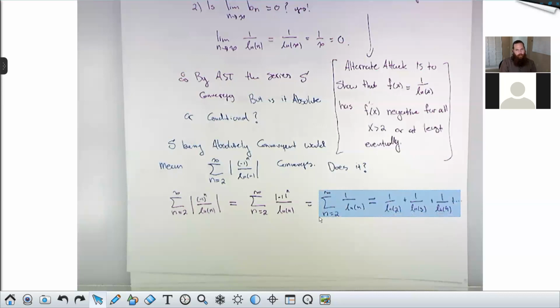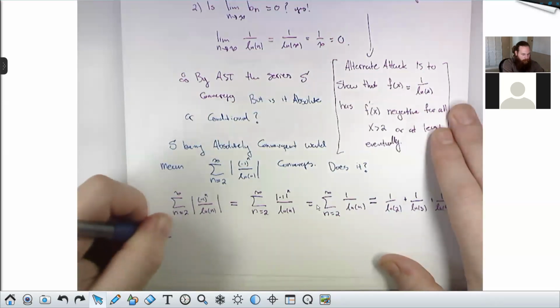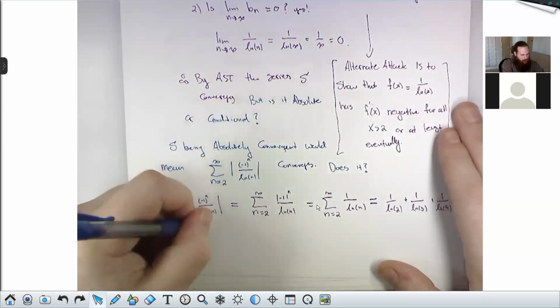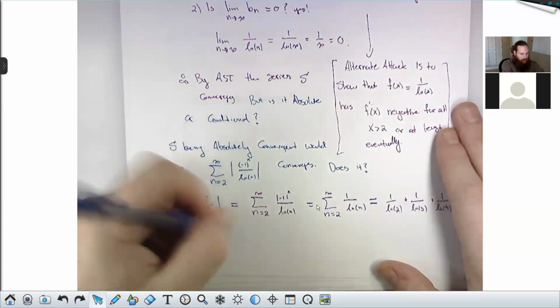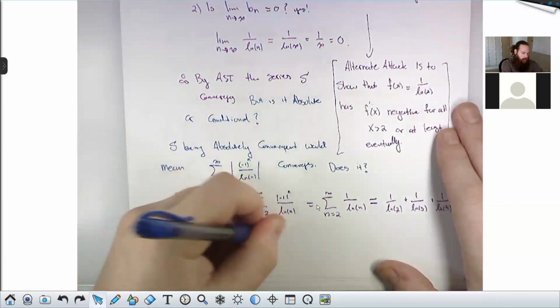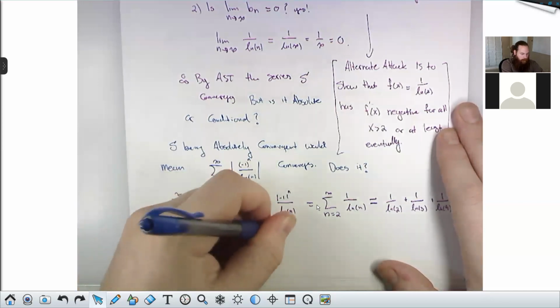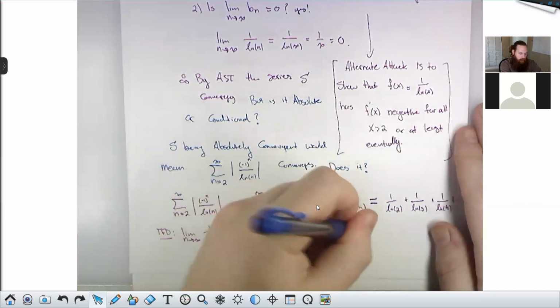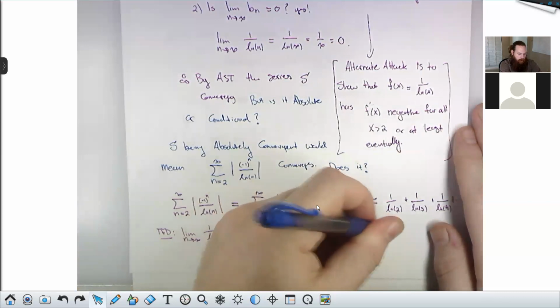TFD is inconclusive here. As n goes to infinity, the natural log of n goes to infinity. 1 over infinity is 0. So this will not fall to TFD. TFD here, I'll write it out. Equals 1 over infinity equals 0. So TFD is inconclusive.